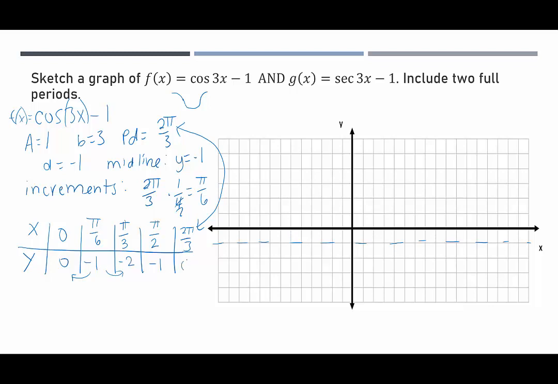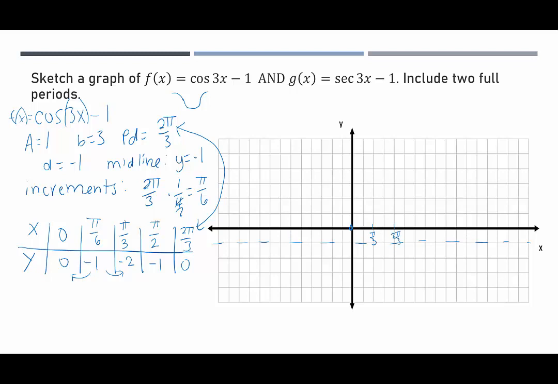We go back up to the top at 0. So our cosine graph is going to look like 0, 0. This we'll call pi over 6, but I'm not going to label it just for my own sanity and keeping this neat. We have pi over 3 and 2 pi over 3.